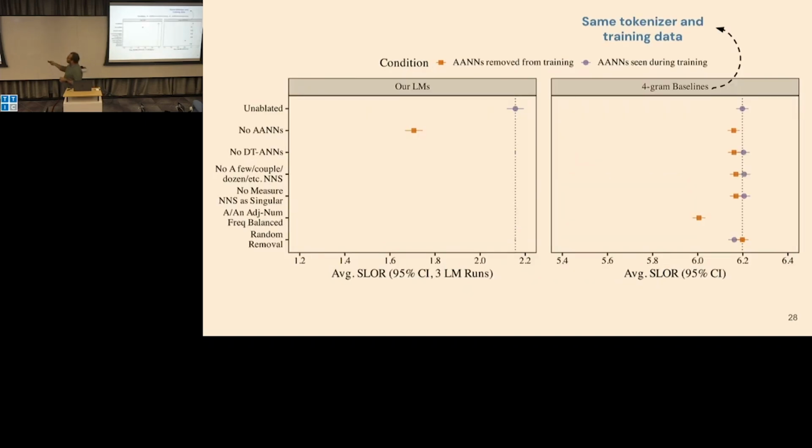And so now we have a baseline, a 4-gram language model, which is the largest we could train, because these models, it turns out, take time to train and take a lot of space. These were trained with the same tokenizer and the same training data. On the x-axis is the average across 3 language model runs. These are familiar values, exactly the values from when they see the ANN and when they don't see the ANN. What we see is that the 4-gram baselines just do not react too much. Regardless of whether they have seen the ANNs or not, they're roughly similar. The only manipulation that does affect them is the frequency balance, which is expected because you're slashing so much data that they're just not likely to use it as much.